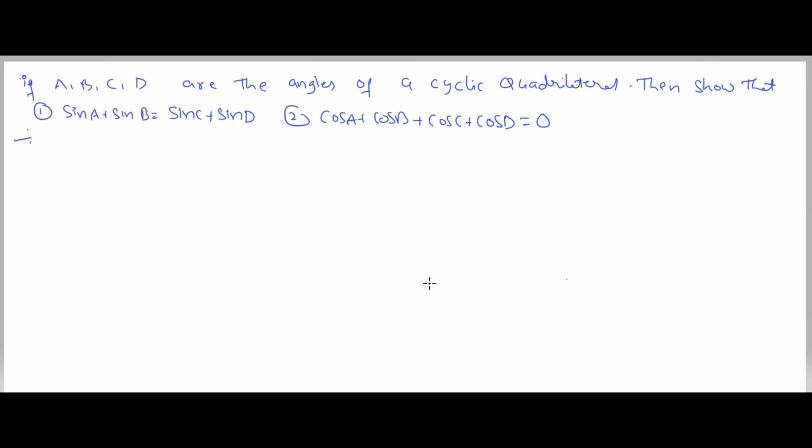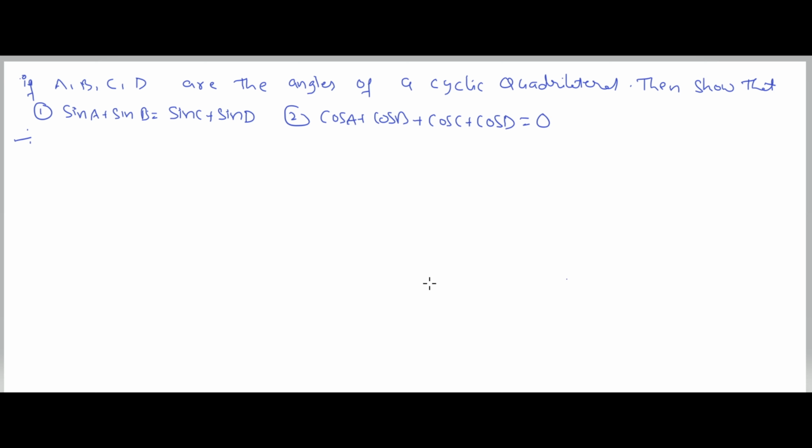If A, B, C, D are the angles of a cyclic quadrilateral, then show that first one, sine A plus sine B is equal to sine C plus sine D. Second one, cos A plus cos B plus cos C plus cos D is equal to 0.